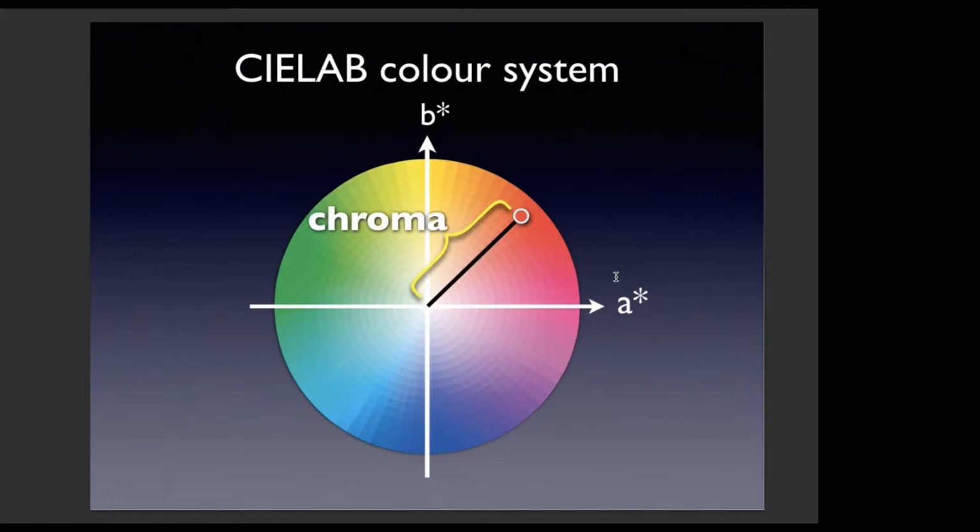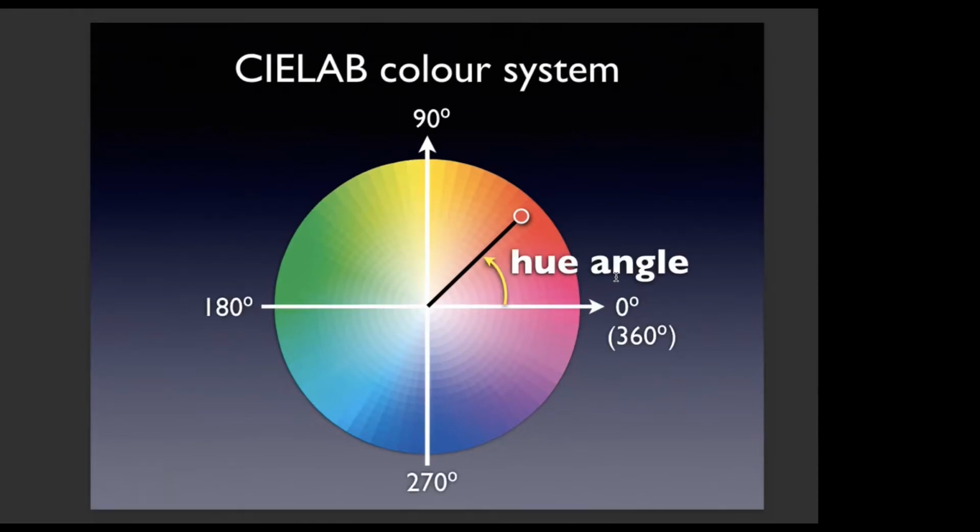The chroma of that color is the distance between the coordinates of that color and the origin. Next slide, please. And the hue angle is like this. We have from 0 degrees to 360 degrees, and that's the hue angle. Next slide, please.